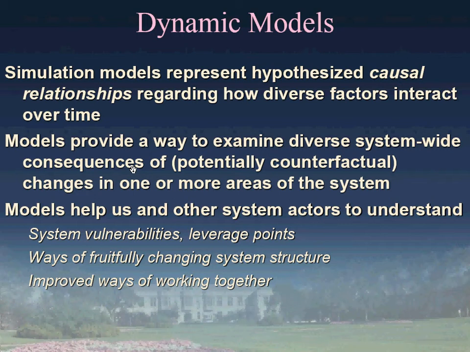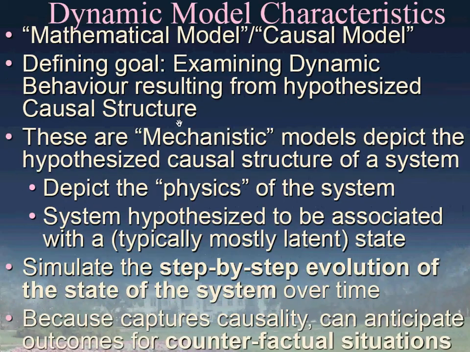So what are these models? They go by various names, and this is one of the most confusing things about system science. Some people call it system science. Some people call it complex systems or complexity science. Some people call it mathematical modeling. Other people call it causal modeling, but it's a separate sort of causal modeling than we talk about in the Judea-Pearl sort of path analysis tradition in biostatistics. The defining goal here is examining dynamic behavior resulting from hypothesized causal structures.